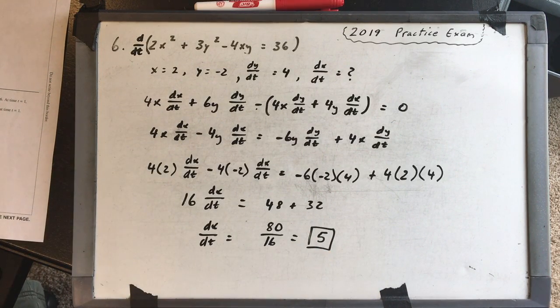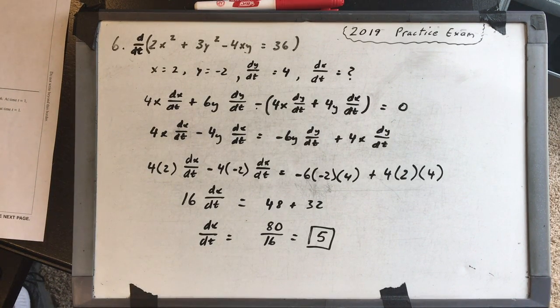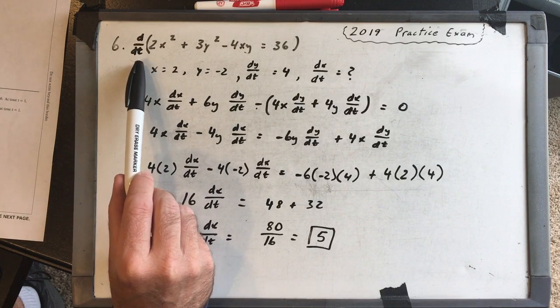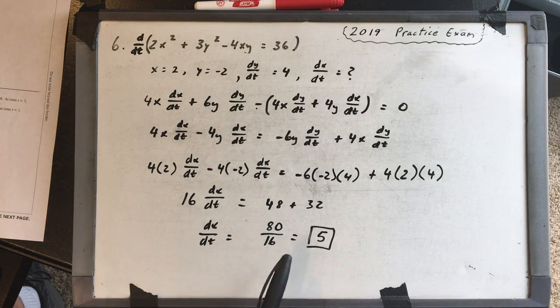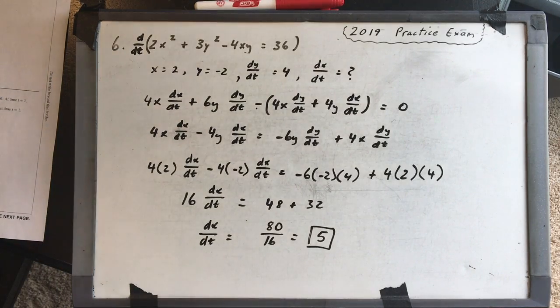Look at us go. That finishes the 2019 practice exam. Number 6, I think, is a really good problem. All right, it can remind you how to do implicit differentiation, remind you how to differentiate with respect to t. We even got into some factoring, some substitution, so a great problem overall. So I will talk to you next video.